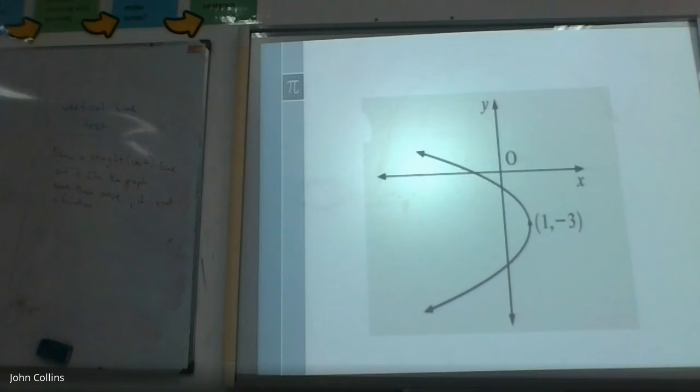So quite often you'll be asked, is this a function, for 1 mark? And you just say yes or no. And it'll be based off some sort of vertical line test. It can also be used for the inverse.